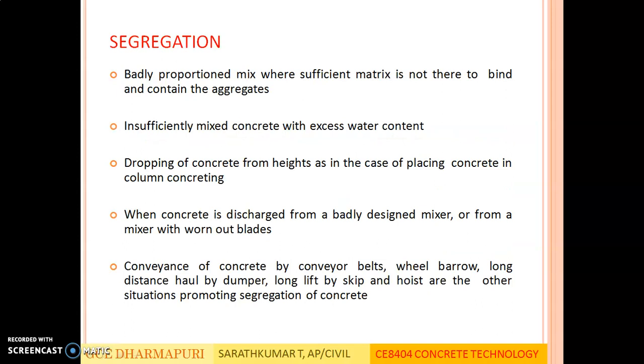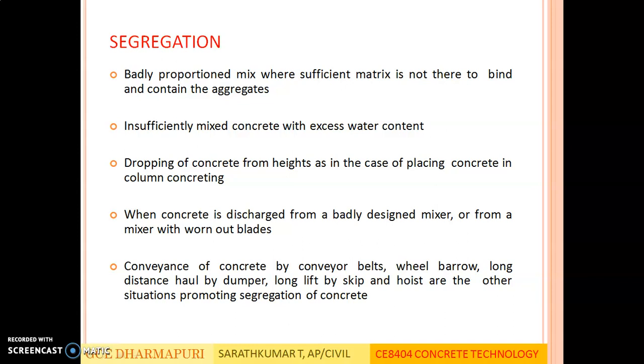Badly proportioned mix where sufficient matrix is not there to bind and contain the aggregates. Insufficiently mixed concrete with excess water content. Dropping of concrete from height, as in the case of placing concrete in column concreting. When concrete is discharged from a badly designed mixer or from a mixer with worn out blades. Conveyance of concrete by conveyor belts, wheelbarrow, long distance haul by dumper, and long lift by skip and hoist are other situations promoting segregation of concrete. So these are the situations where segregation occurs. One has to avoid these situations.